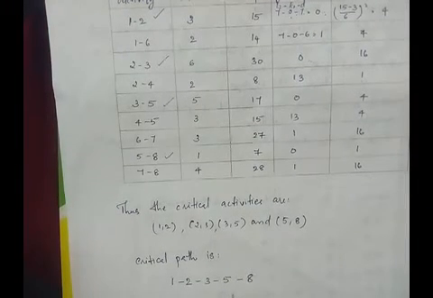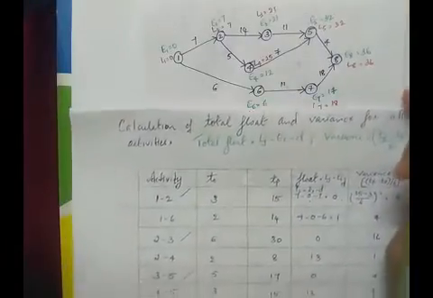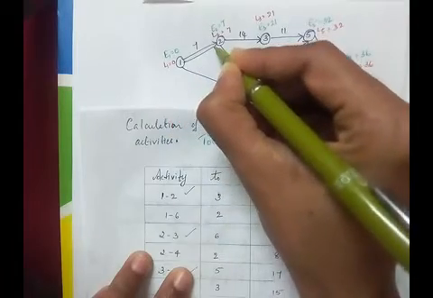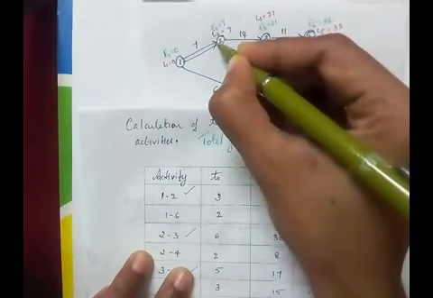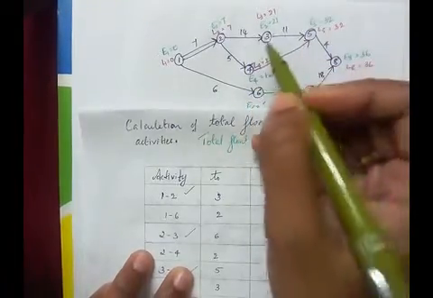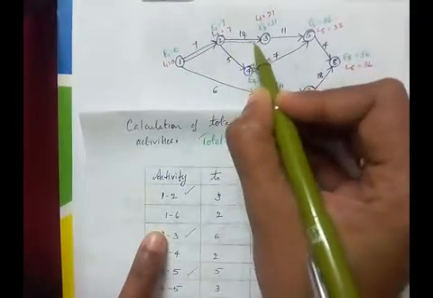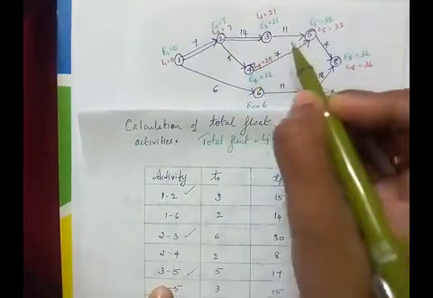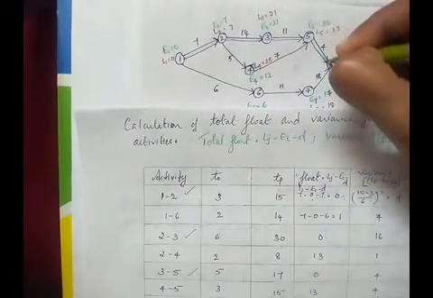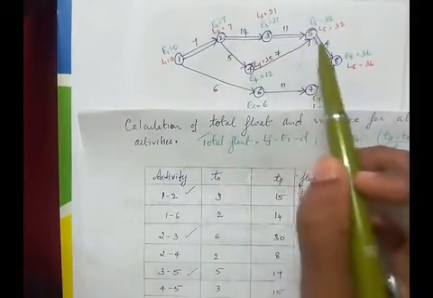You can mark these critical activities in the network diagram. The critical activities are marked in the network diagram using double-lined arrows. So 1, 2 is a critical activity. Then the next critical activity is 2, 3. After that 3, 5, and the last one was 5, 8. So this is the critical path which we get: 1, 2, 3, 5, and 8.